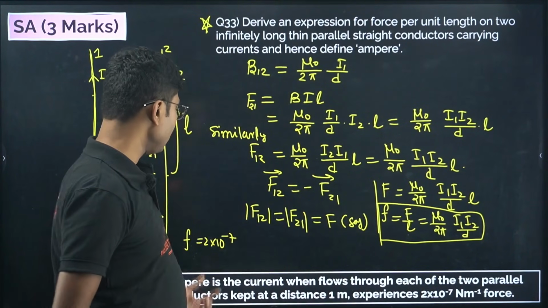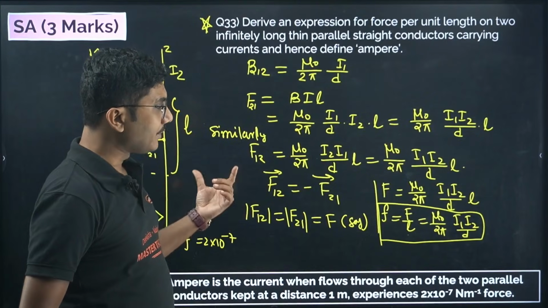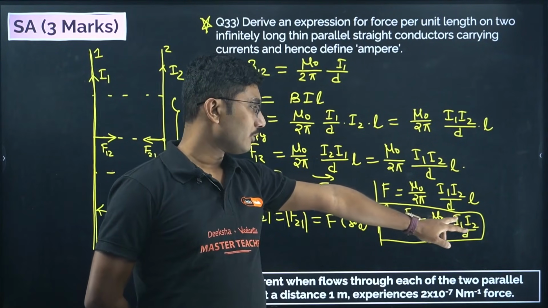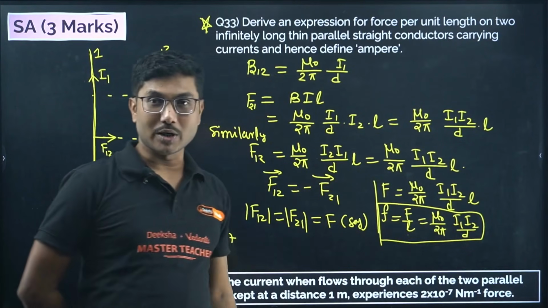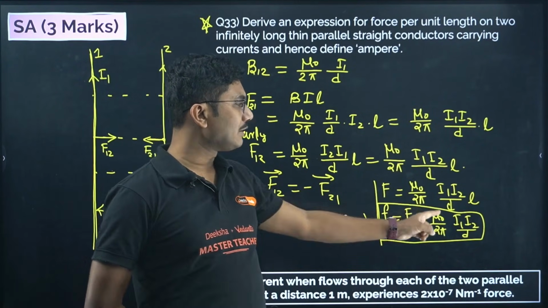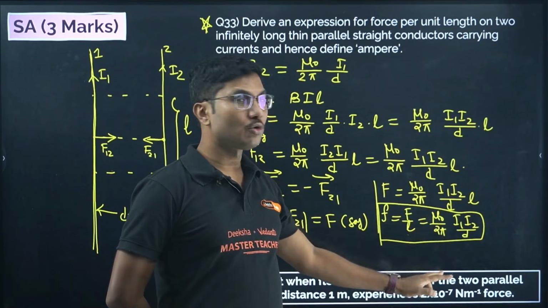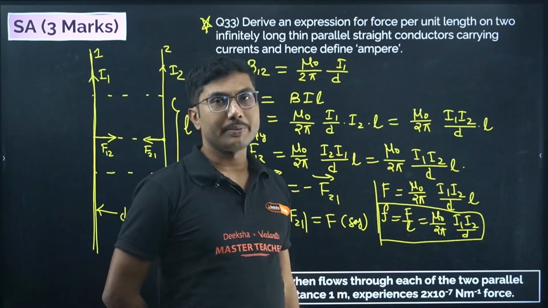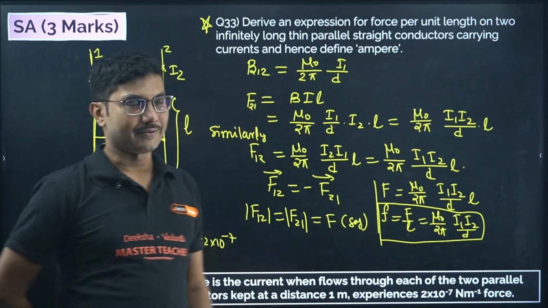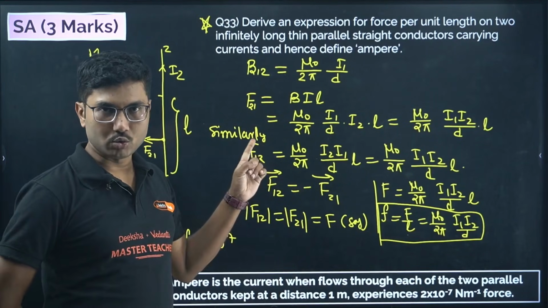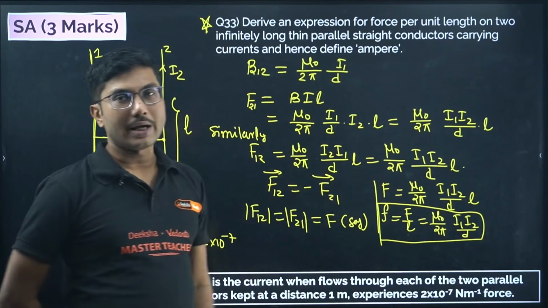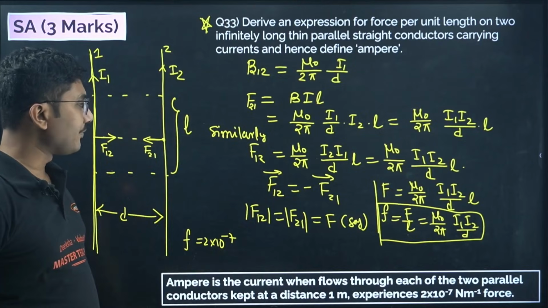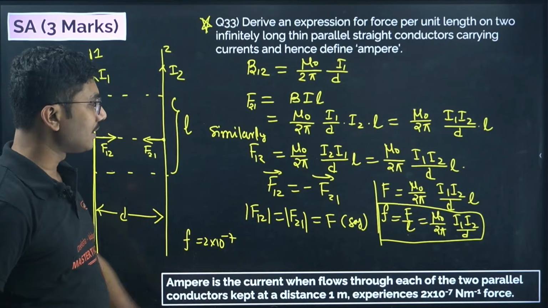Okay. So what is the meaning of this? The meaning is, if I1 equals I2 equals 1 ampere, and d equals 1 meter, then force per unit length is mu naught by 2 pi. So what is mu naught by 2 pi? Mu naught is 4 pi into 10 to the power of minus 7. So mu naught by 2 pi will be 2 into 10 to the power of minus 7. Okay, 4 pi by 2 pi, only 2 left. So this is how you can define ampere. From this formula, the definition of ampere came into existence. That's why this is very important.